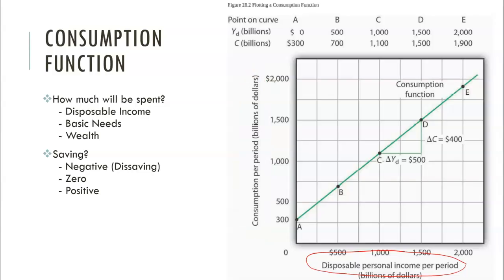So if we're looking at this line over here, we could see at the top there's a table telling you what those points are. So here we've got point A. This is where the income of our consumers is $0. They have zero income, but they still have $300 of spending. So presumably this is for some basic needs that must be paid for regardless of whether or not any income happens.